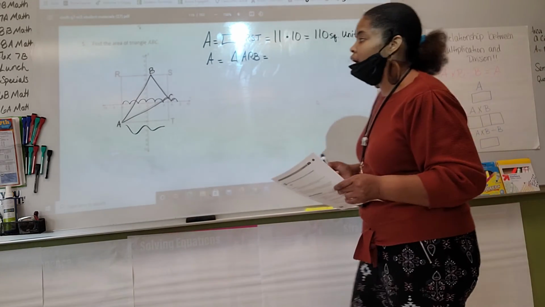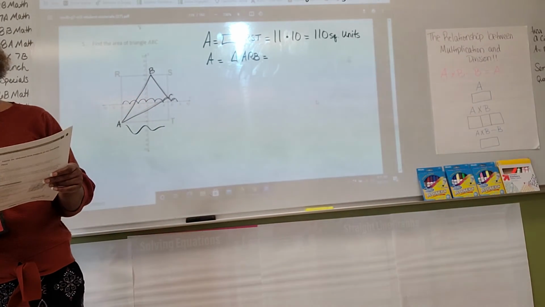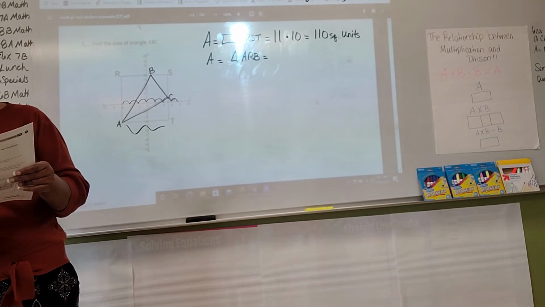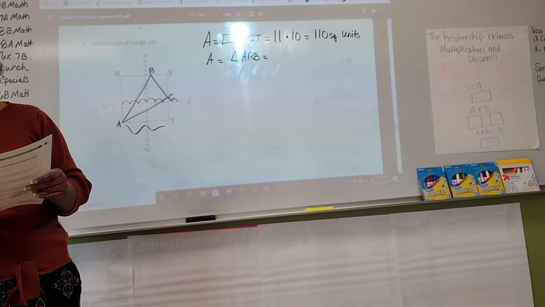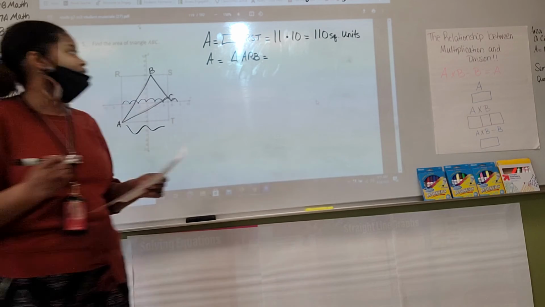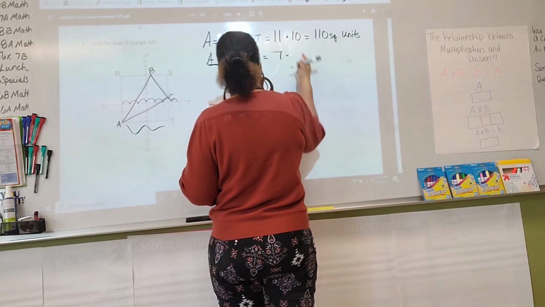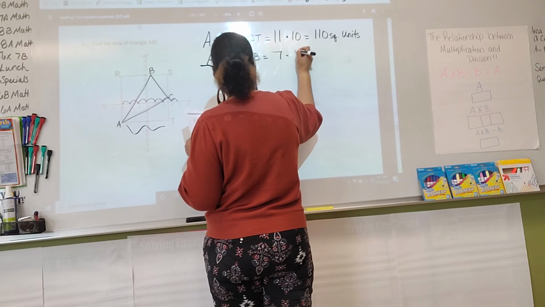Count. From R to B, what is the base? 13. Or, count, you guys, count. Go from R to B. Oh, 7? 7, thank you. And the height will be the same, correct?